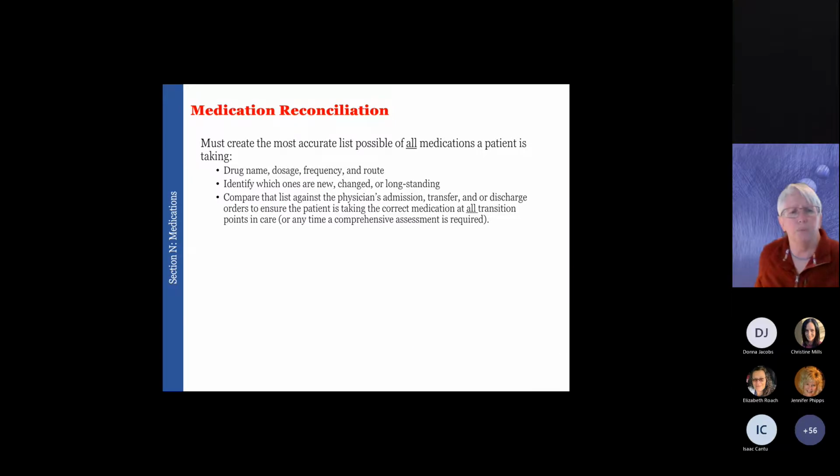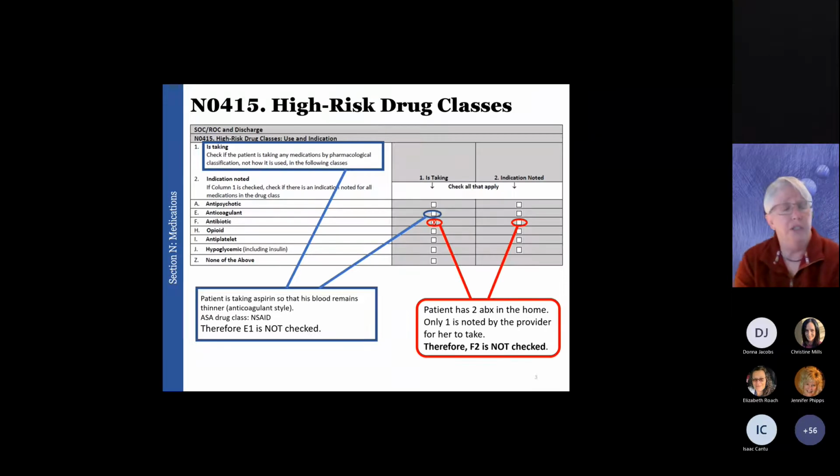So the first item we come to in section N is this new one, N0415, high risk drug classes. And as you can see, it's a 2-column item. The stuff on the left says high risk drug classes, use and indication. For the 2 columns on the right, column 1 says is taking, and column 2 says indication noted.